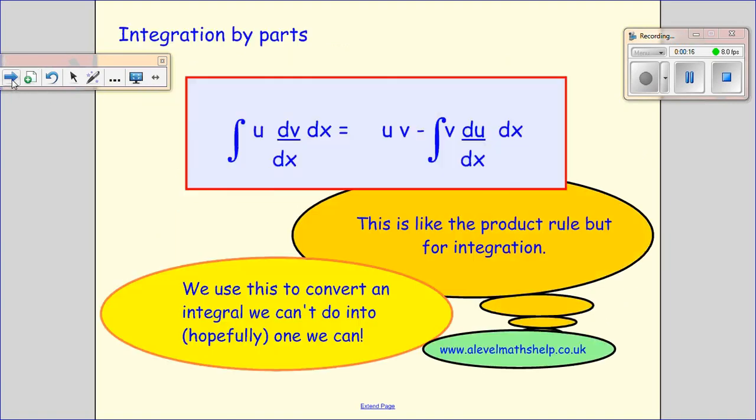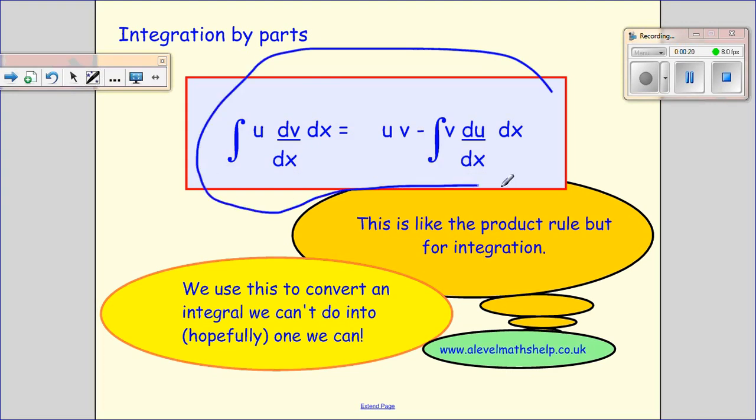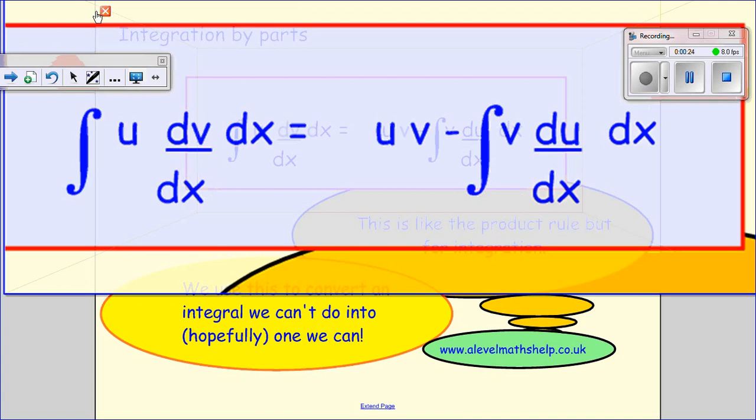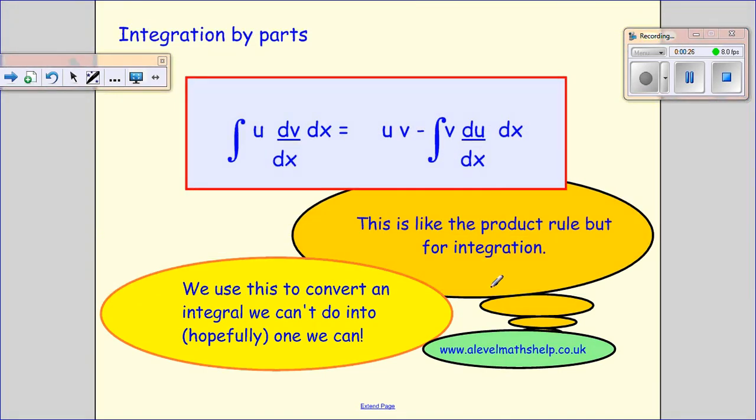Okay, so what is integration by parts? Well, integration by parts has a formula like this, and it's a bit like the product rule when you're differentiating, but this time for integration. So you've got one function of x times another function of x. Now we use integration by parts to convert an integral we can't integrate into, hopefully, one that we can.